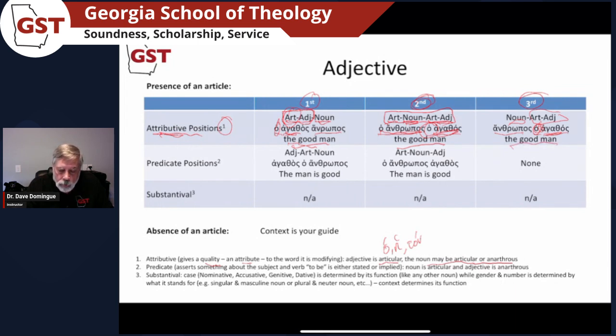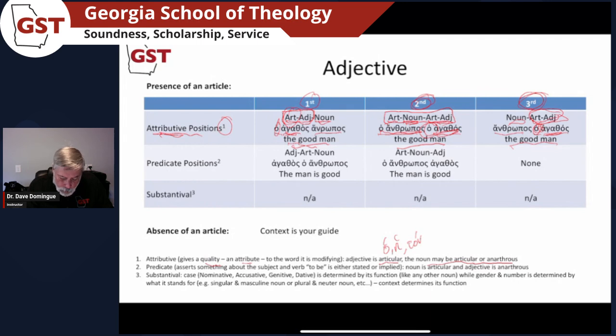But there is no article with the noun, but it's still an article with the adjective, and we still get the good man. Third attributive position. I don't believe there are any in the book or in the New Testament. Our book doesn't tell us. No note here.